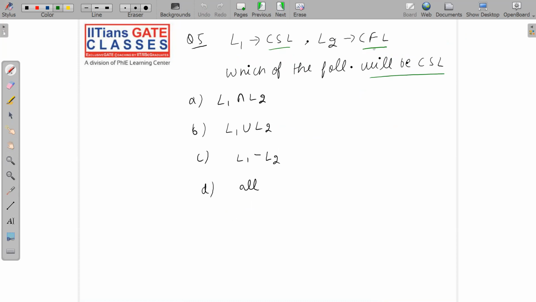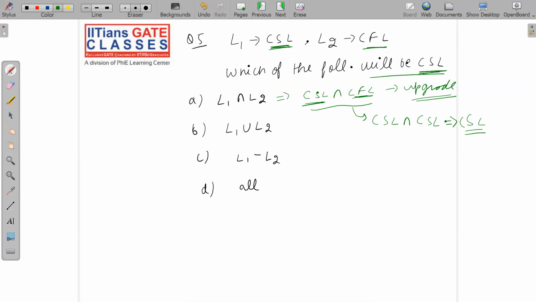Next is L1 is CSL, L2 is CFL. Now, these two languages are different. What should you do? L1 intersection L2 means I want to find CSL intersection CFL. In that case, if languages are different, you just have to upgrade. Upgrade means, since every CFL is CSL also, as I have shown in the Chomsky hierarchy, you will use upgradation and say CSL intersection CSL. And obviously CSLs are closed under intersection. So the answer will be CSL only.